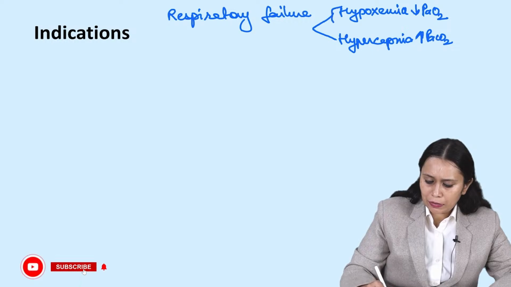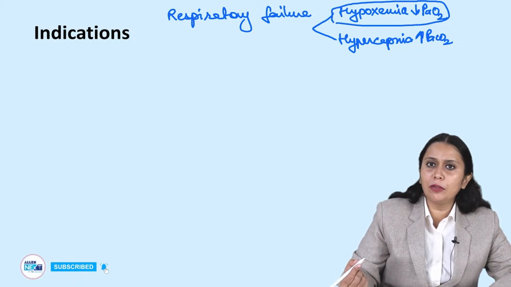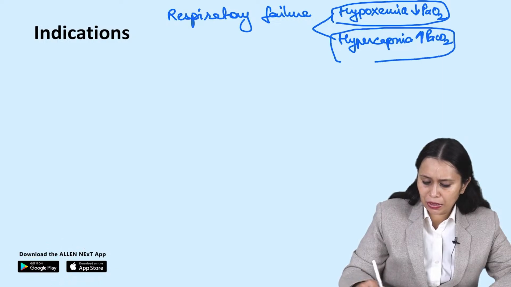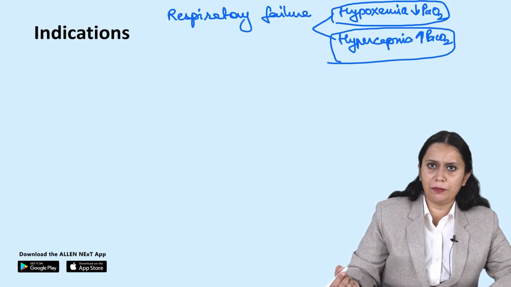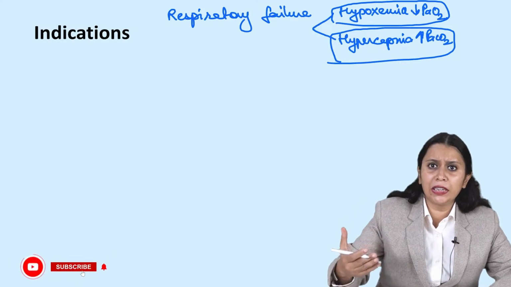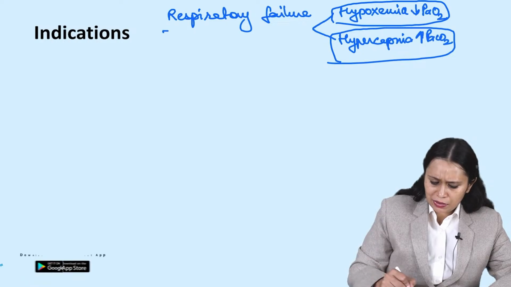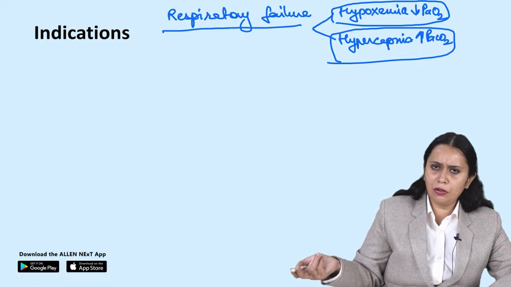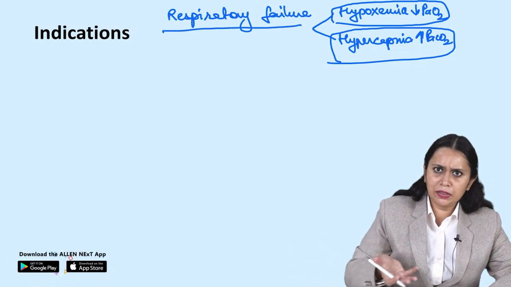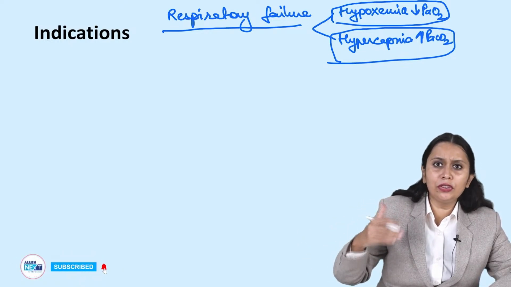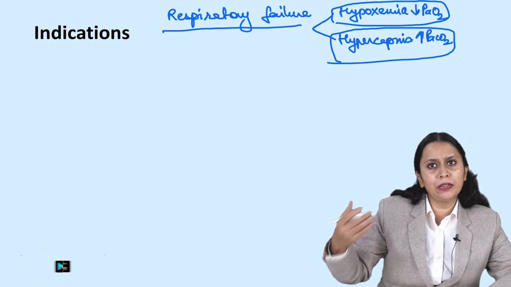For preventing hypoxemia, we have to improve the oxygenation of the patient. And for preventing hypercapnia, we have to improve the ventilation of the patient. We have to improve the minute ventilation, then only carbon dioxide will be cleared. So this is the indication for putting a patient on ventilation, invasive or non-invasive. There are some clear-cut conditions in which non-invasive ventilation has proven to be beneficial.